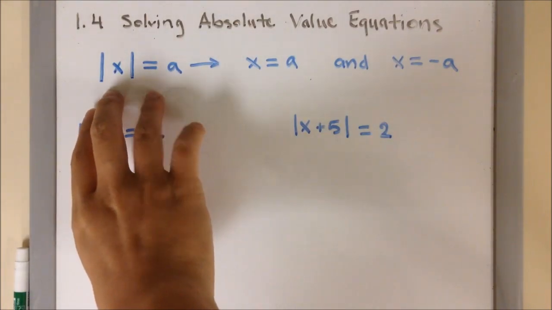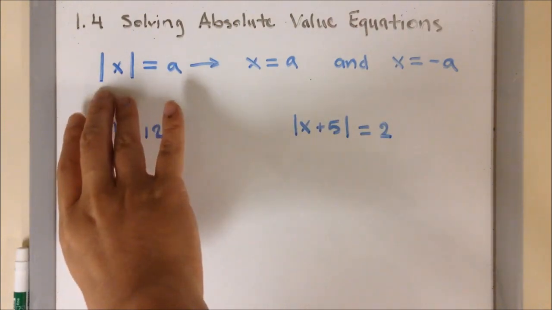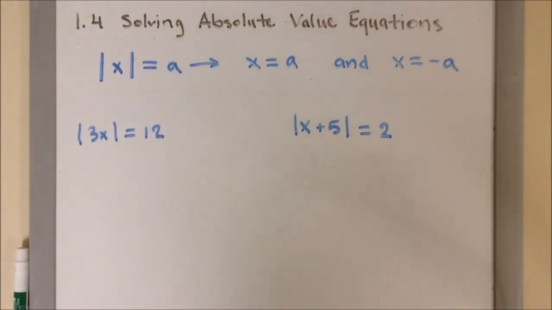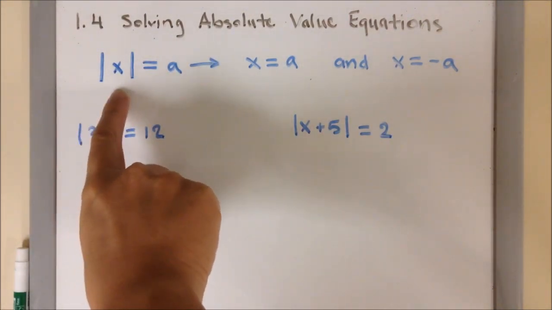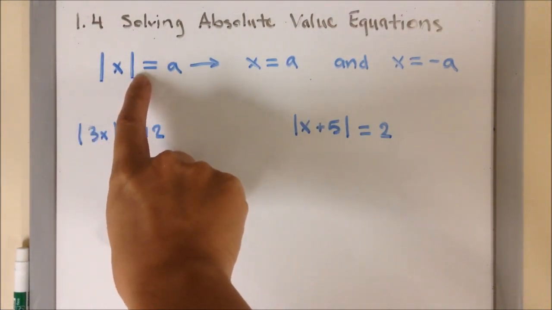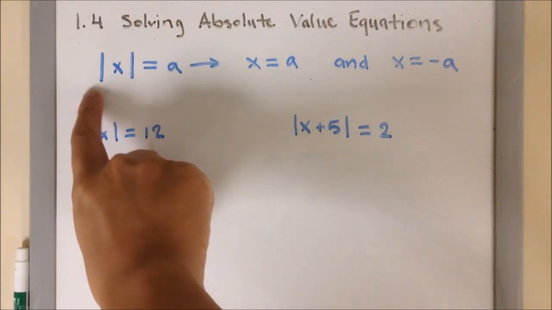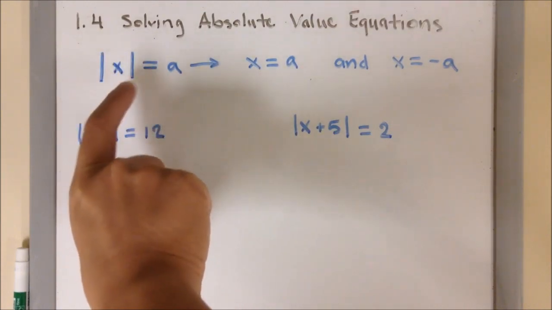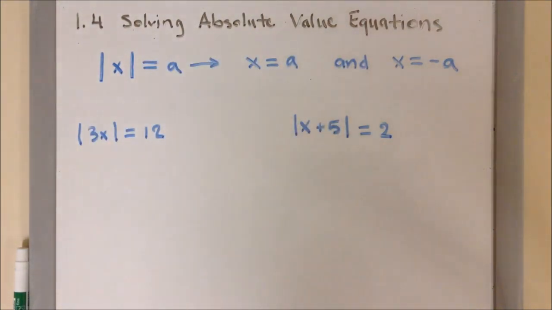In this example, the absolute value of x equals a. When you have an equation with an absolute value of x, the goal is to always get the absolute value of x by itself before we solve for the variable. So again, the first goal is to get the absolute value of x by itself. We can't have anything in the front, we can't have anything in the back, and we can't have anything underneath, meaning when you have a fraction, we shouldn't have a denominator. We want to get the absolute value by itself when we're solving absolute value equations.